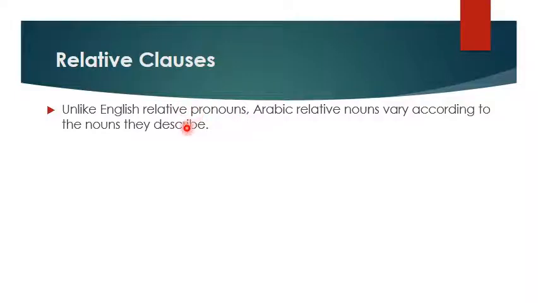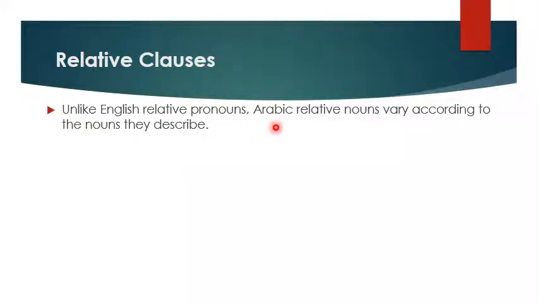The pronoun is just the word: that, who, which. Whereas the relative clause is what comes after this pronoun. Okay, what is introduced by this pronoun is called a relative clause. So unlike English relative pronouns that, which, who, Arabic relative pronouns vary according to the nouns they describe.